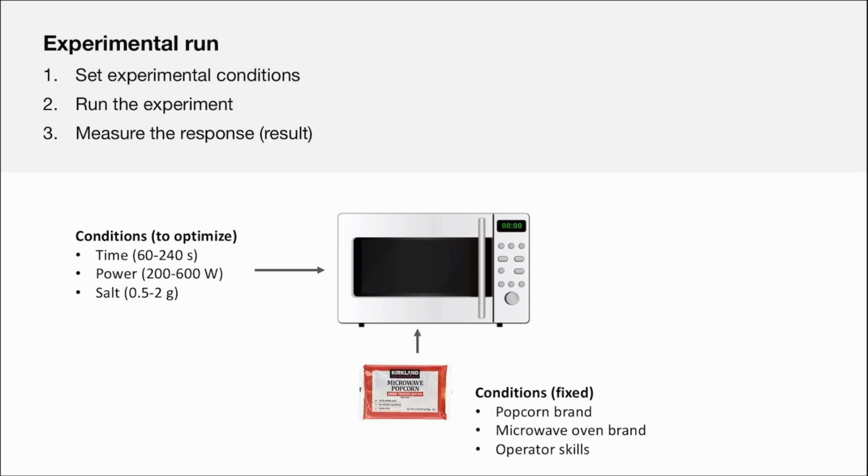Then you have some fixed conditions, which in theory you can vary, but in this particular experiment you don't. For example, popcorn brand, you use the same brand, or maybe microwave oven brand, or operator skills if it's the same person who actually prepared the popcorn. Then you can also measure something, right? So you can measure the outcome of this experiment. In this case, for example, you can measure taste, or you can measure or observe a color of the popcorn. So you can see in all these cases, we have different properties. The conditions which we optimize and the measured values are variables, so they vary.